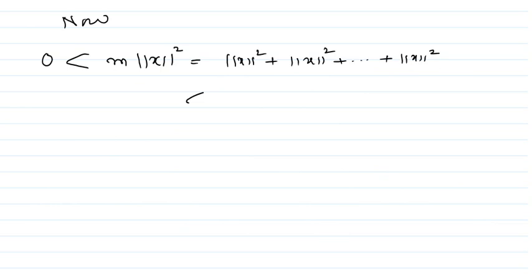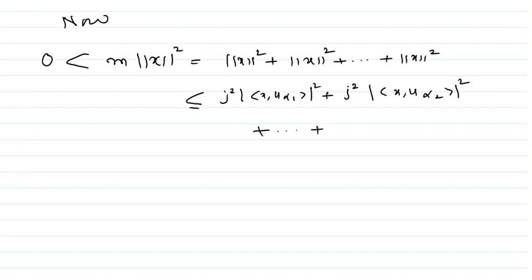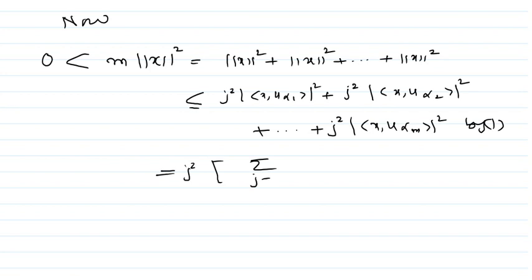So this is less than or equal to j squared times the modulus of the inner product of x with u alpha 1, squared, plus similarly the second one, j squared times the modulus of the inner product of x with u alpha 2, squared, plus the mth one, j squared times the modulus of the inner product of x with u alpha m, squared. That is equal to j squared times the summation, i runs from 1 to m, of the inner product of x with u alpha i, squared. Let's not write j here, let's write i.